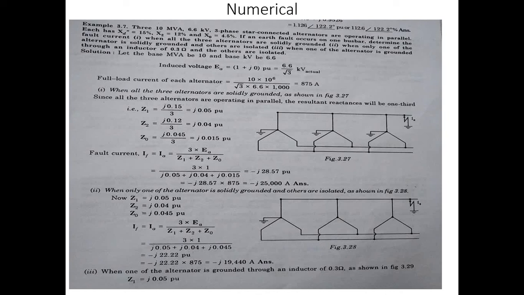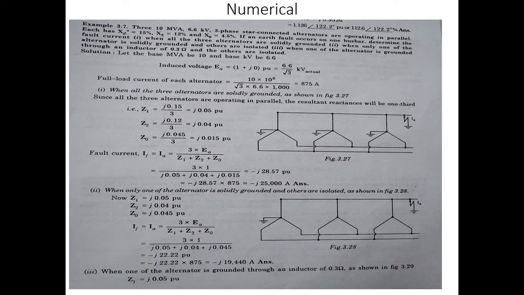So fault current IF is equal to IA is equal to 3 into EA upon Z1 plus Z2 plus Z0, because total impedance is nothing but the addition of positive, negative and zero sequence impedance. So it will be 3 into EA, where EA is equal to 1, because for unsymmetrical fault analysis we consider EA equal to 1 per unit. So 3 into 1 upon J0.05 plus J0.04 plus J0.015. So it will be equal to minus J28.57 per unit.